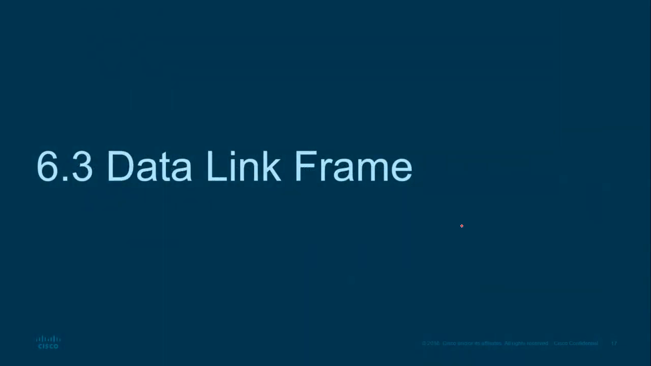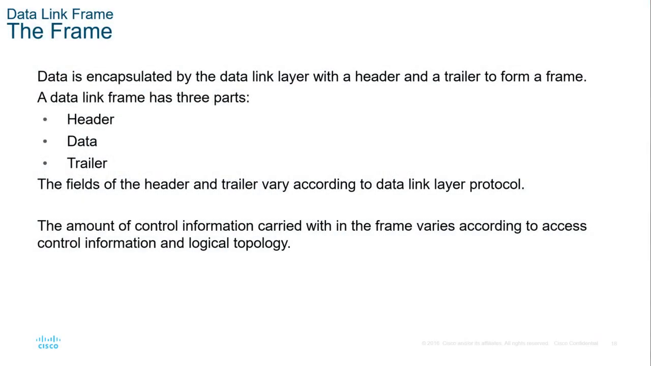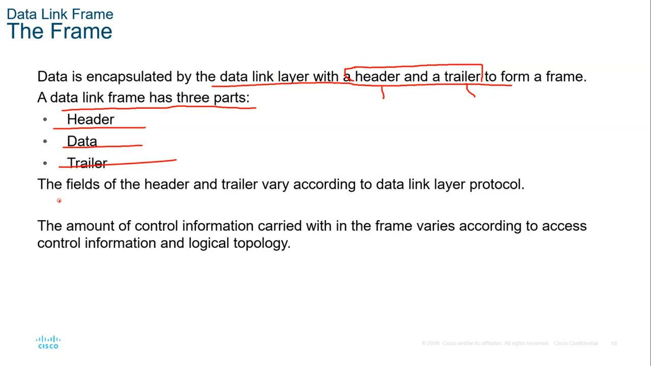Now we're going to look at the data link frame. Data is encapsulated by the data link layer with a header and a trailer. So the data link layer adds a header and a trailer to form what we call a frame. A data link frame has three parts: a header, data, and a trailer. The fields within the header and the trailer vary according to the data link layer protocol.